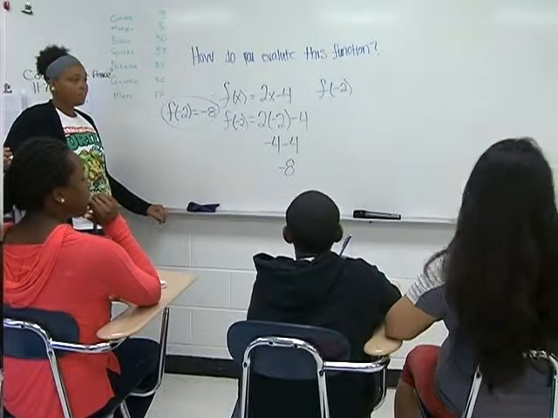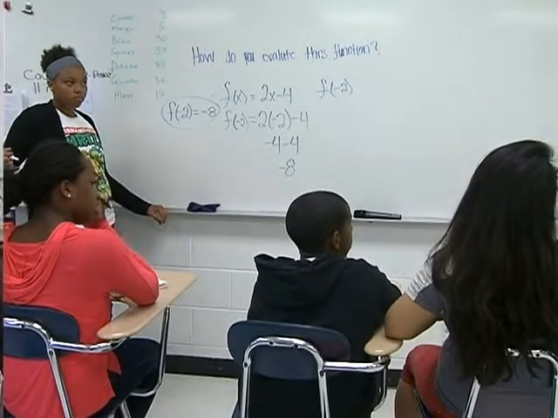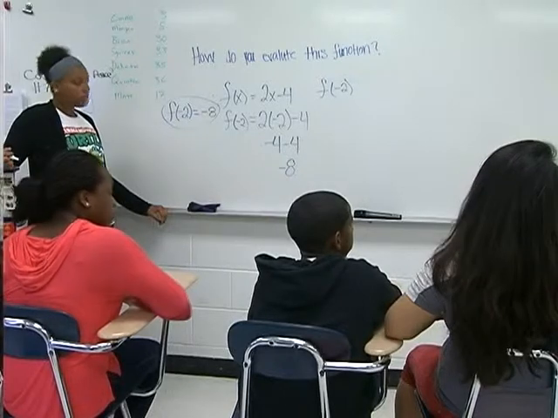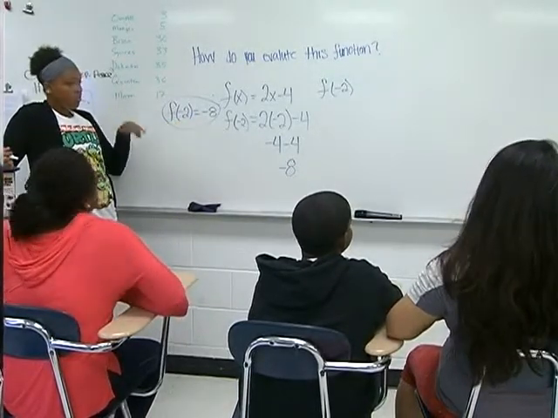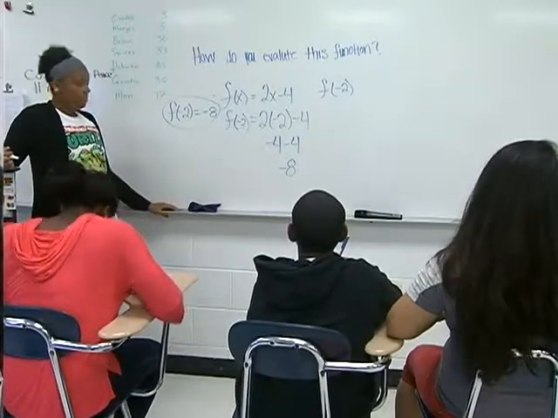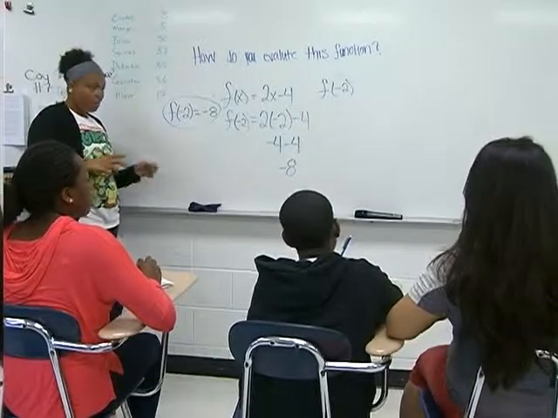Yeah. Yes. Cool. So if you were told to evaluate it at 3, what would it be? You would put 3 right here and 3 there. So instead of f of x, it would be f of 3. f of 3, exactly. You guys have any other questions about that? No, sir. No.